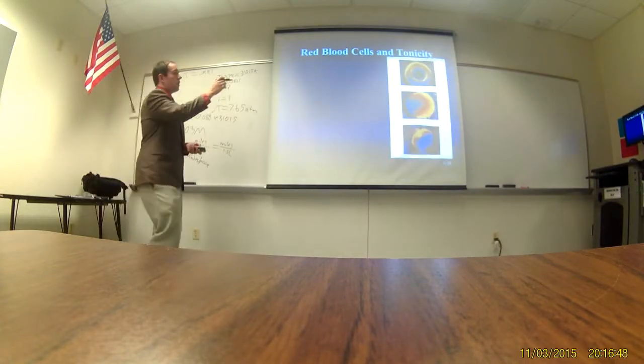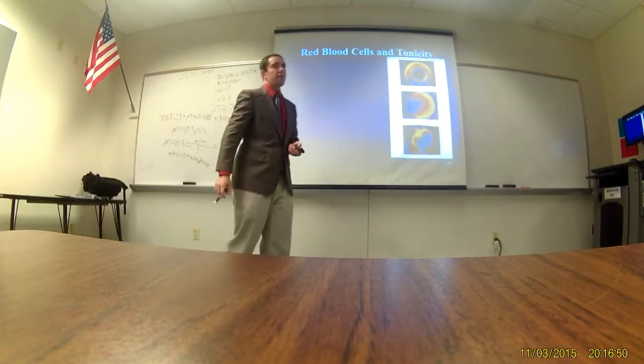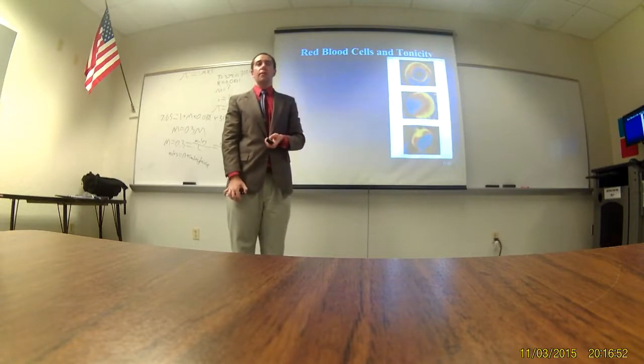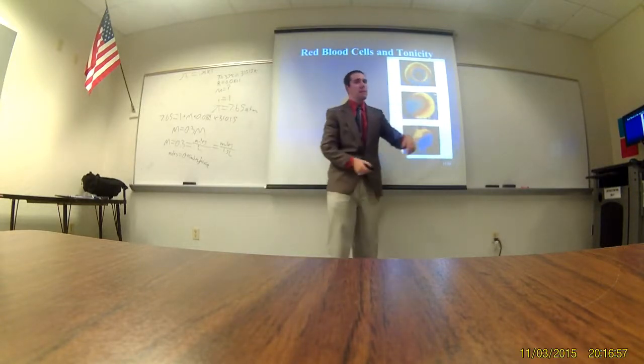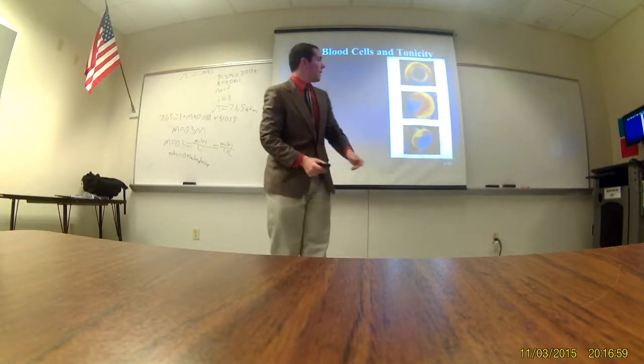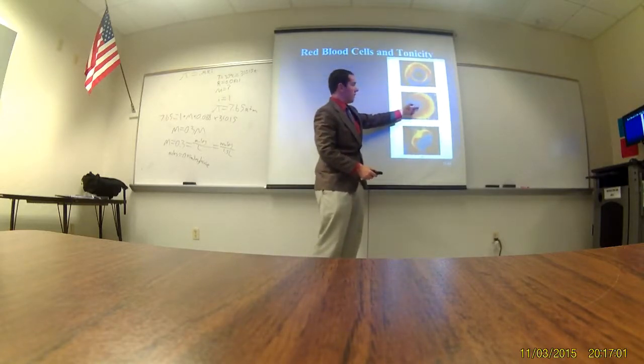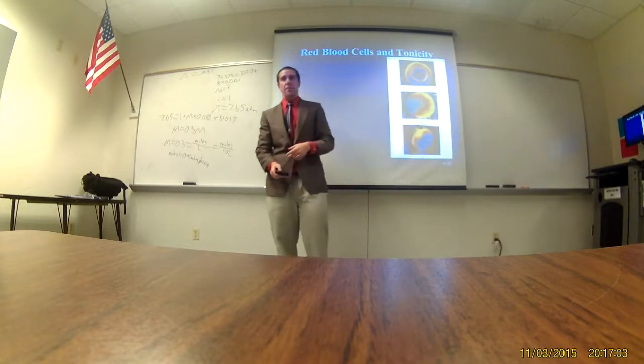So these are what happens to your blood cells if the glucose is not made right. So a normal blood cell looks like that. It's got a dimple in the middle. This is a blown up blood cell. That's a shriveled up blood cell.